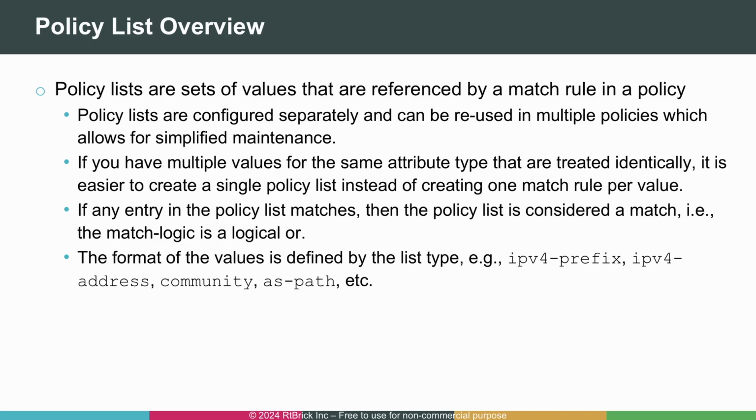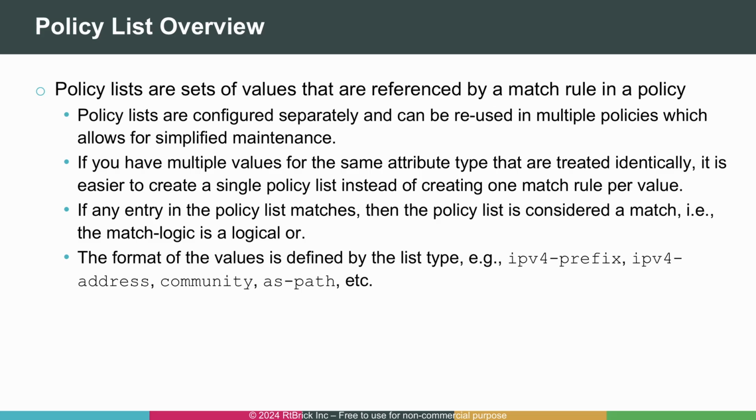Policy lists are used to match specific attributes of routes and then apply actions based on those matches by referencing them within a policy statement. Policy lists are configured separately and can be reused in multiple policies. This helps avoid duplicating configuration across different policy statements and reduces errors, as you have fewer touch points when updating entries. In addition, policy lists simplify configuration. Instead of creating a separate match rule for each value, you only need one match rule for the entire list.